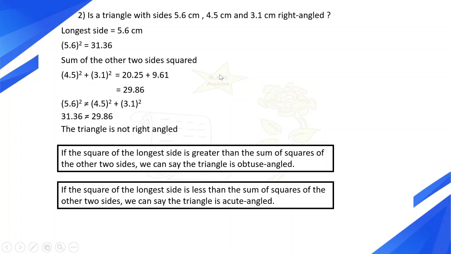What kind of triangle is this triangle? Now look at the square of the longest side. It is greater than the sum of the squares of the other two sides. So this triangle is obtuse angled. Why? Because the square of the longest side is greater than the sum of the squares of the other two sides.